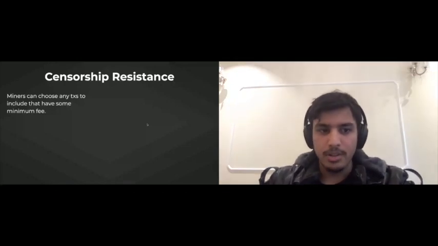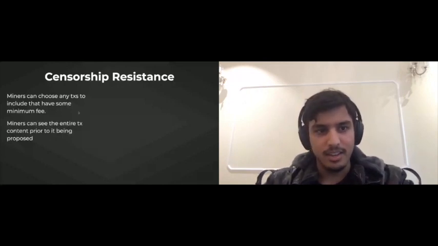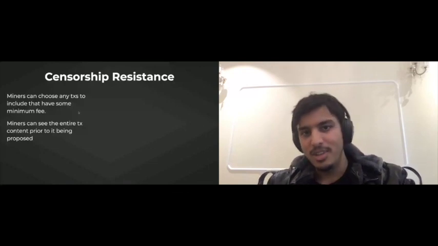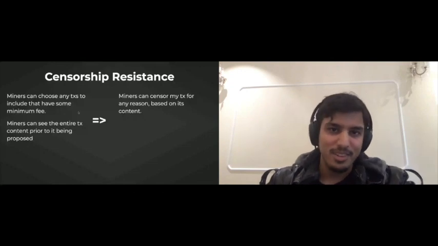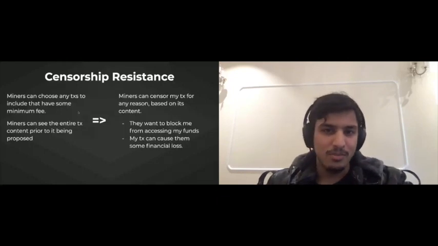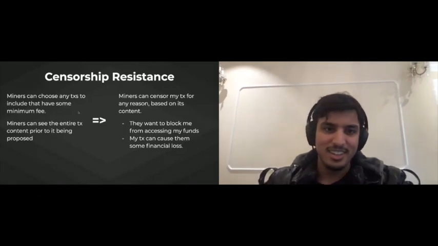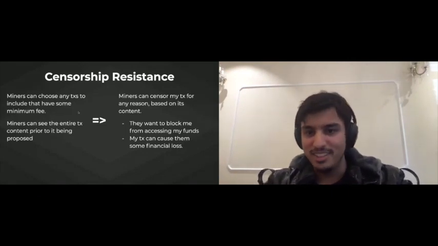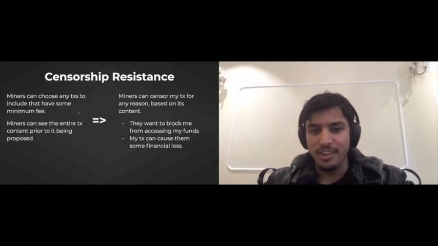And then the second property is that the miner can see the entire transaction content prior to choosing what they want to include. Combine these two properties, and we get that a miner or a validator can censor my transaction for whatever reason. They just don't like me and want to block me from accessing my funds. Maybe my transaction caused them some financial loss. Like, I'm buying something on Uni that would make their token go down in value, and they don't want this. So this is bad.